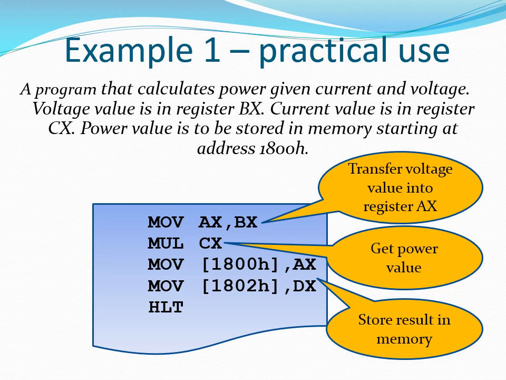So the next two instructions, which are move instructions, are storing the value of power in memory. And with those instructions, our value of power is going to be stored in memory that starts at address 1800H and ends at 1803H. So 1803H is going to store the highest byte, while 1800H is going to store the lowest byte.